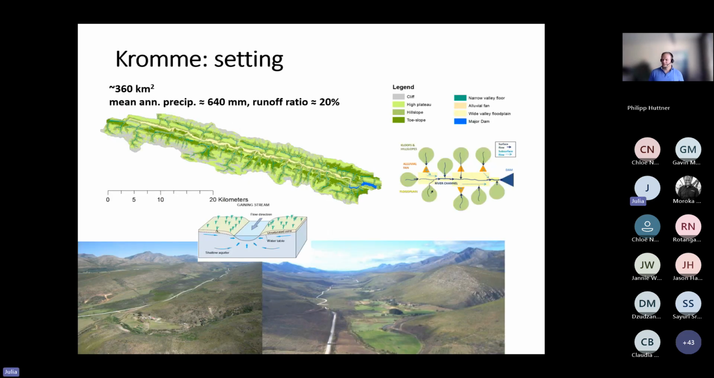So for the Crom catchment, it's a similar setup to the Bavianskloof catchment, but it's a smaller catchment and it's wetter. And so when we looked at the surface water groundwater relationship, it's a gaining stream all the time, as far as we could tell. It didn't have this disconnection.